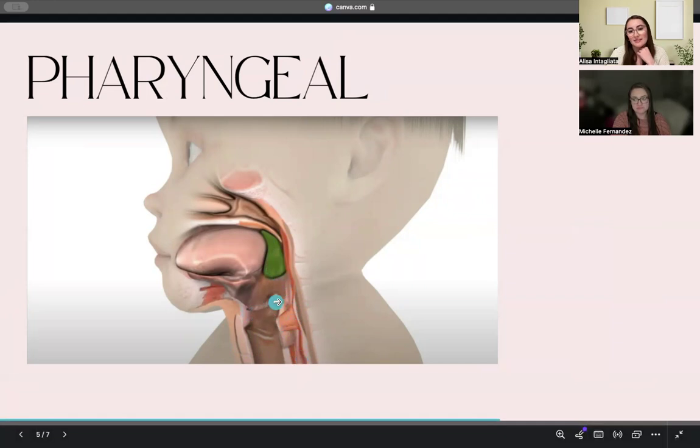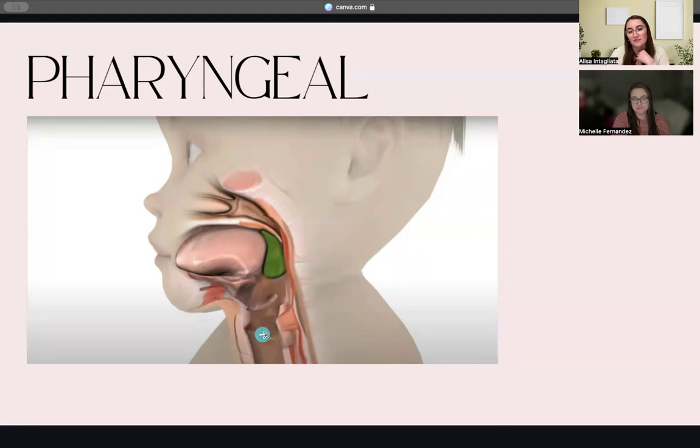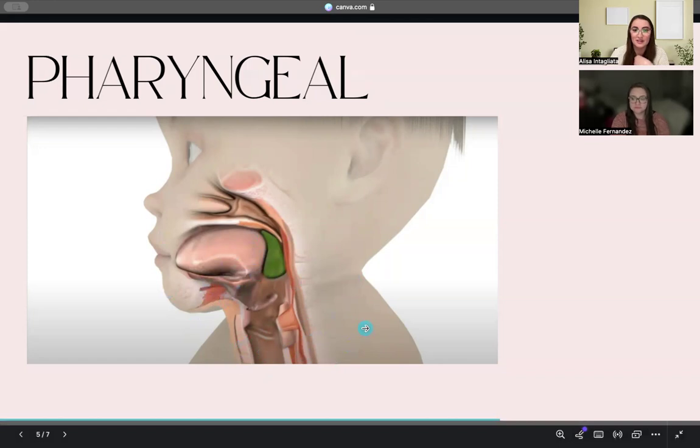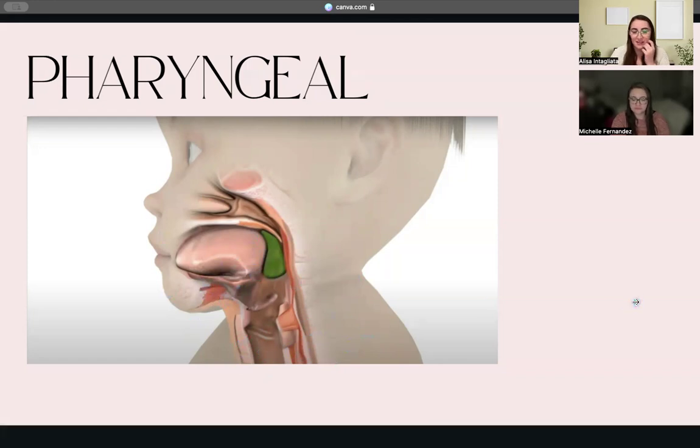The reason this epiglottis covers the vocal folds and the trachea is so food doesn't go down that way, because it would enter our lungs instead of our esophagus. So there's a lot going on in this part. Do you have any questions? I know that was a lot.